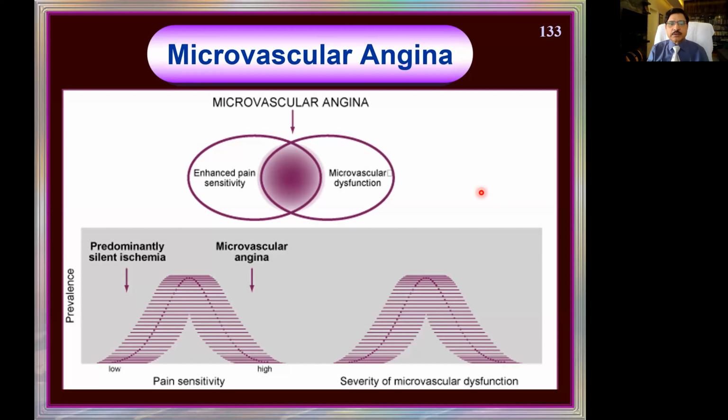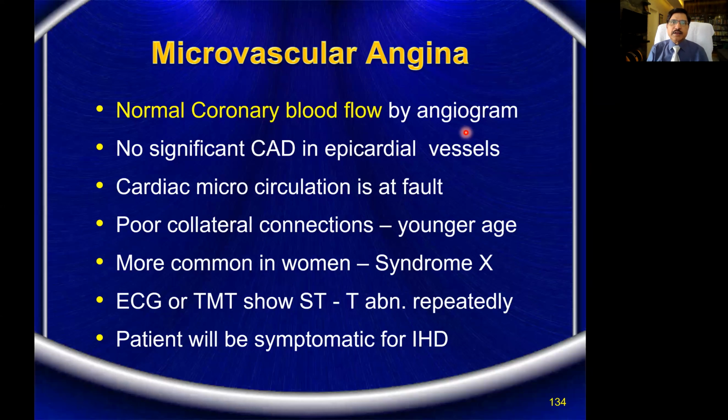Likewise, microvascular circulation may be on the lower side, like this is the graph here. It's about the microvascular angina. So in microvascular angina, the epicardial coronary blood flow is absolutely normal. Angiogram is reported as normal. No significant coronary artery disease in the epicardial vessels. No indication for bypass. No indication for PTCA. No indication to do any thrombolysis. Cardiac microcirculation is at fault.